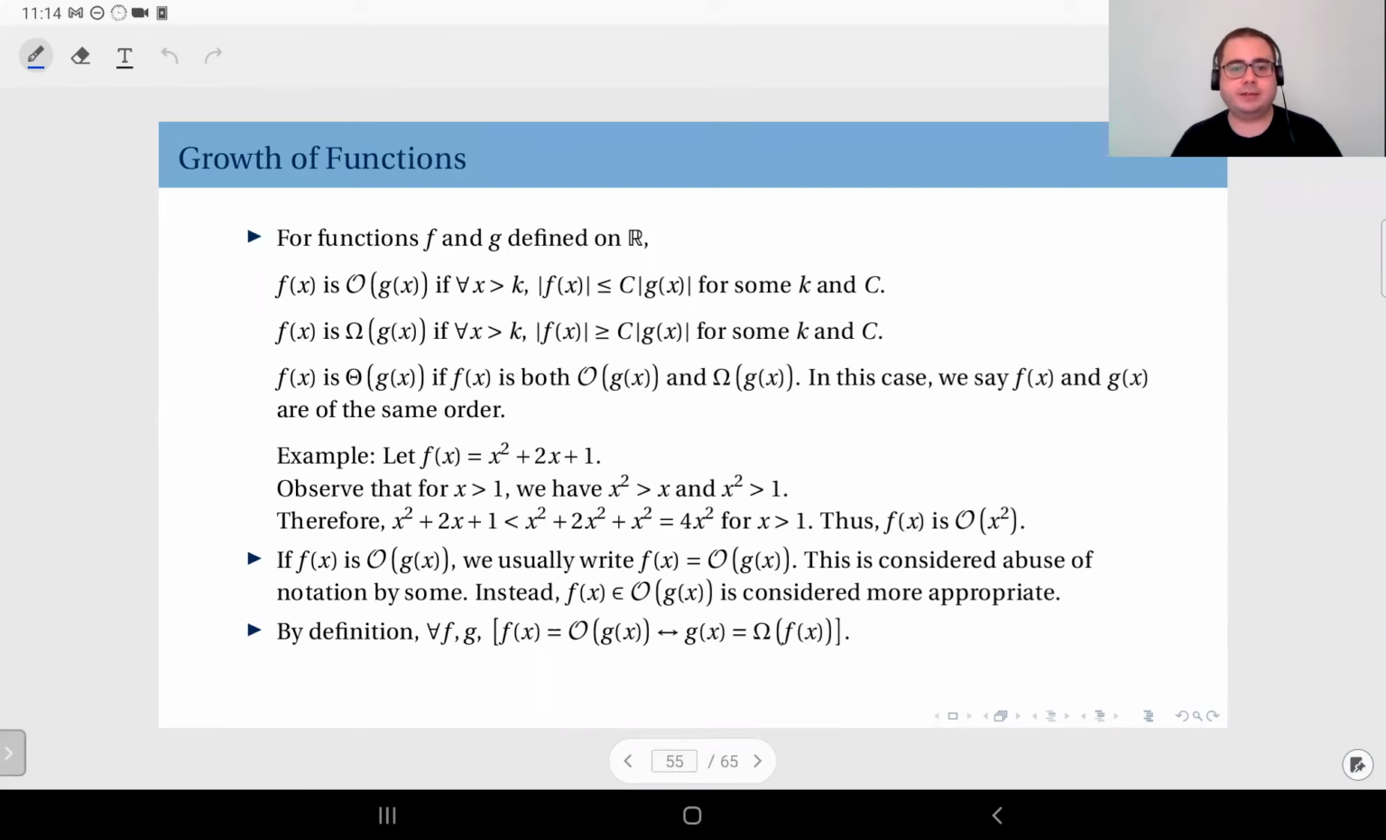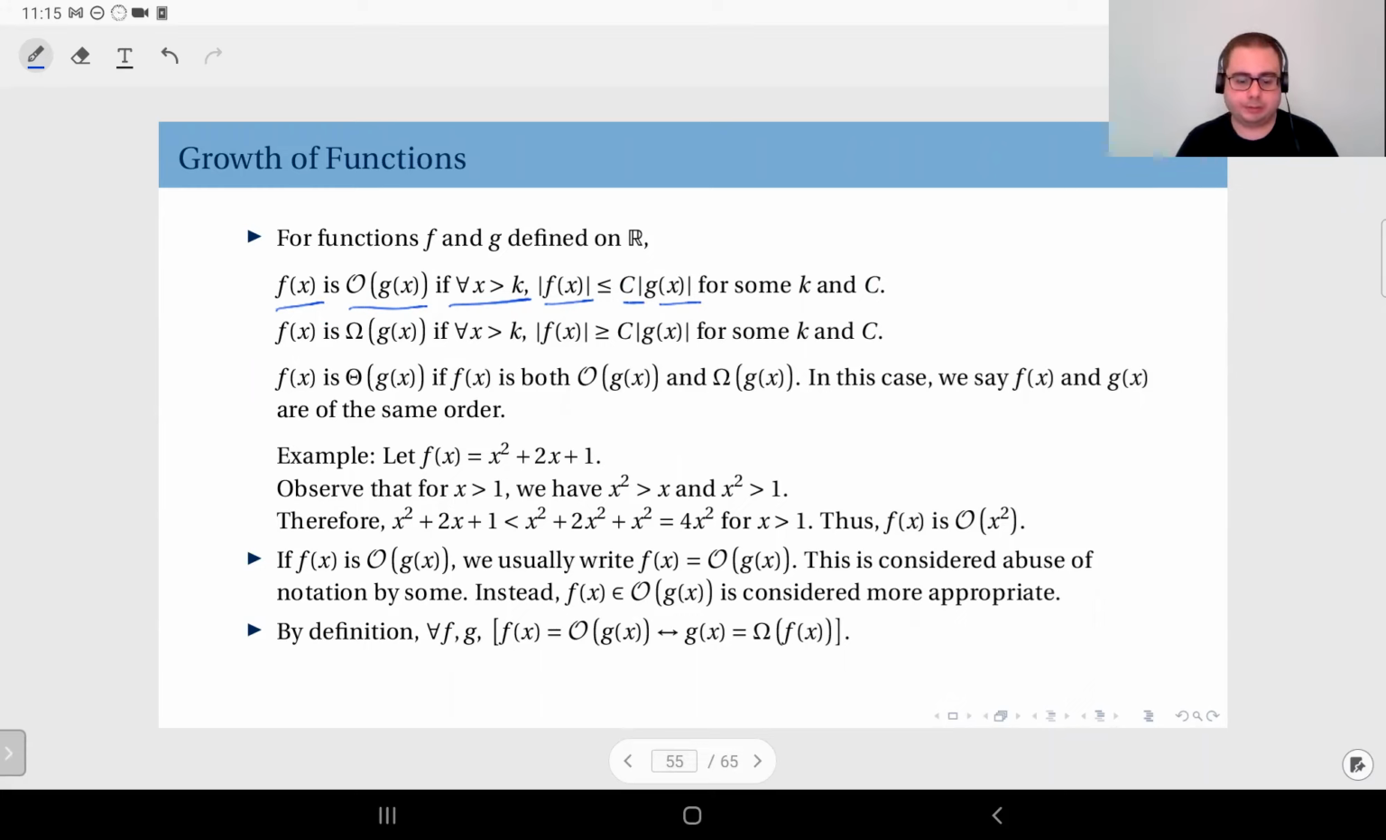Suppose we have two functions f and g on the set R, the real numbers. We say that f of x is big O g of x if for all x values greater than some k value, the absolute value of the function f is less than or equal to some constant c times the absolute value of g of x. So this means f of x in magnitude stays below some multiple of the absolute value of g of x when x exceeds some value.